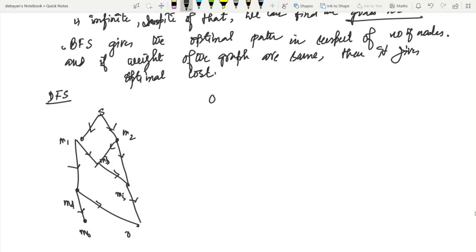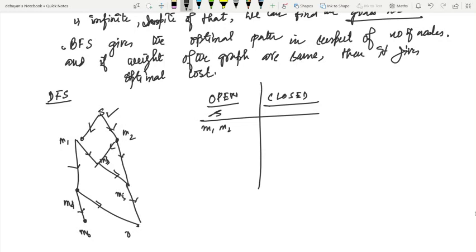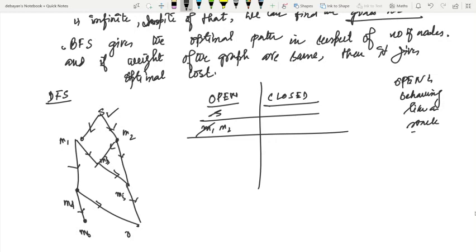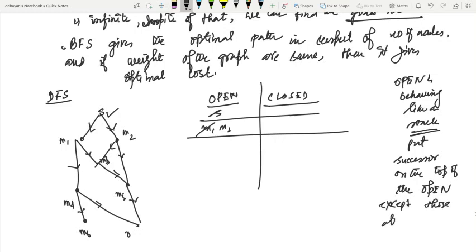So now what I am saying is about open. If S is put in open first, then from S the neighbors are M1 and M2, and when we remove M1, in that case open is behaving like a stack, and we just put the successors on the top of the open, except those already in closed. That is a simple concept.